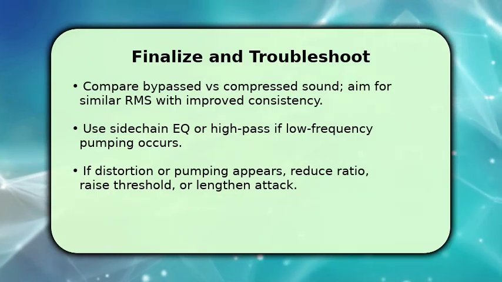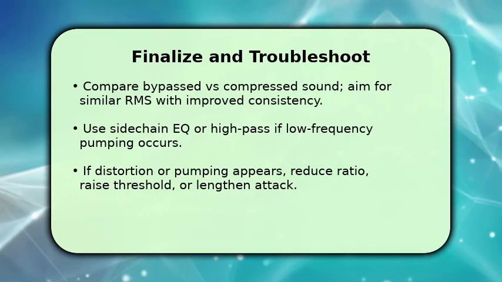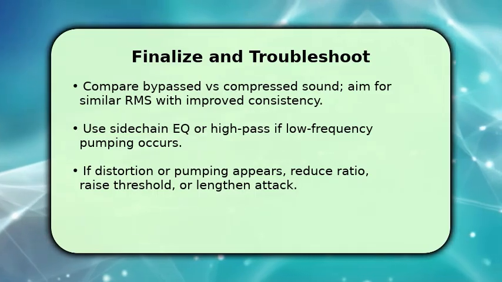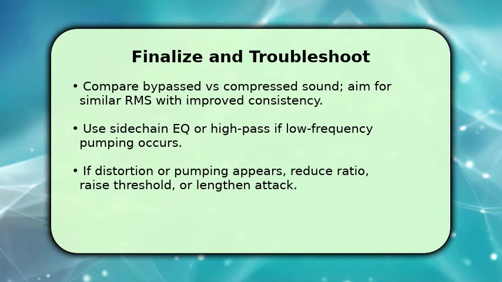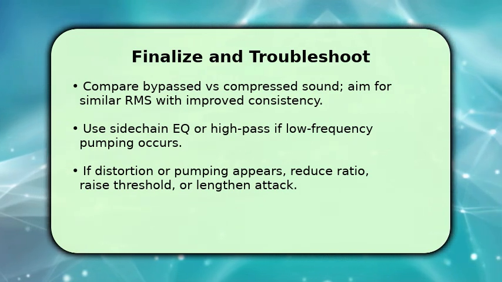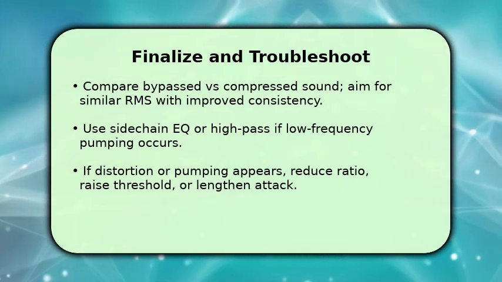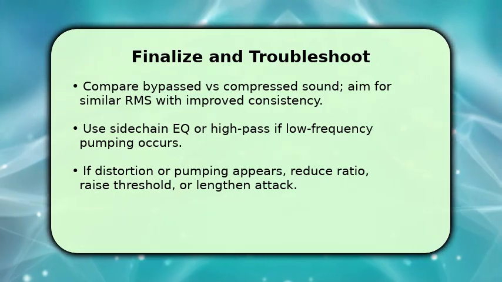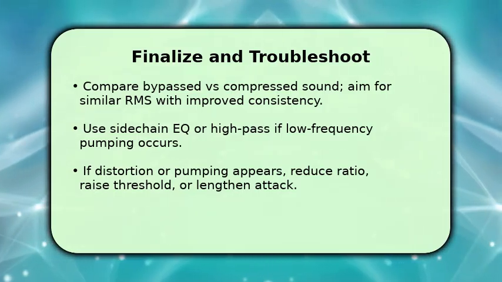When issues arise, distortion, audible pumping, or overcompression, reduce the ratio, raise the threshold, and lengthen attack. These changes prevent abrupt gain changes. Finally, listen in context with other channels to ensure the compressed channel sits naturally in the mix.